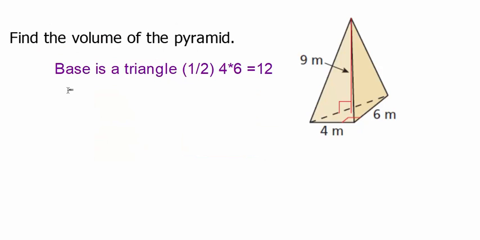We notice in this case that the base is a triangle, 1/2 base times height. The base is 12. Multiply that times the height, which we notice is 9, and times a third. So we end up with 36 meters cubed for volume.